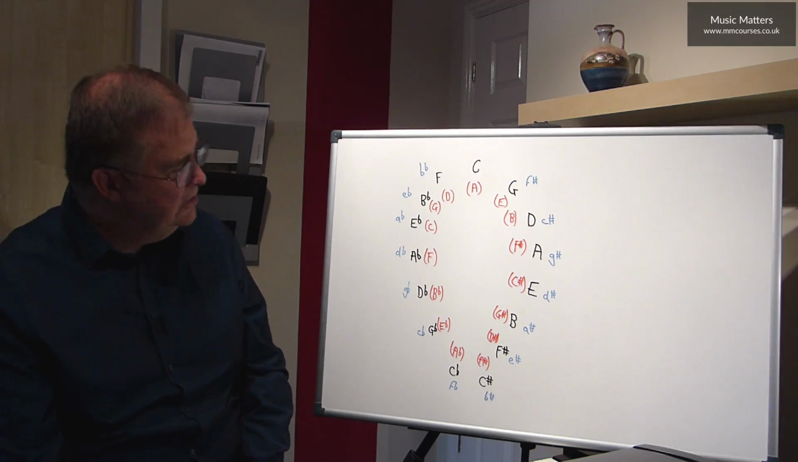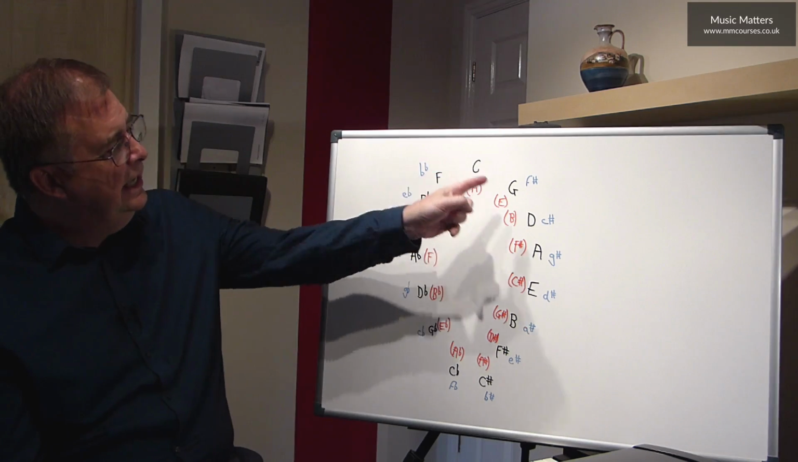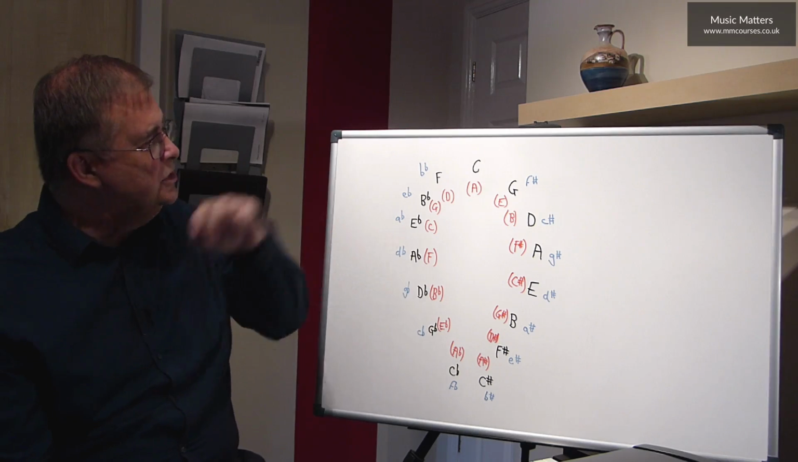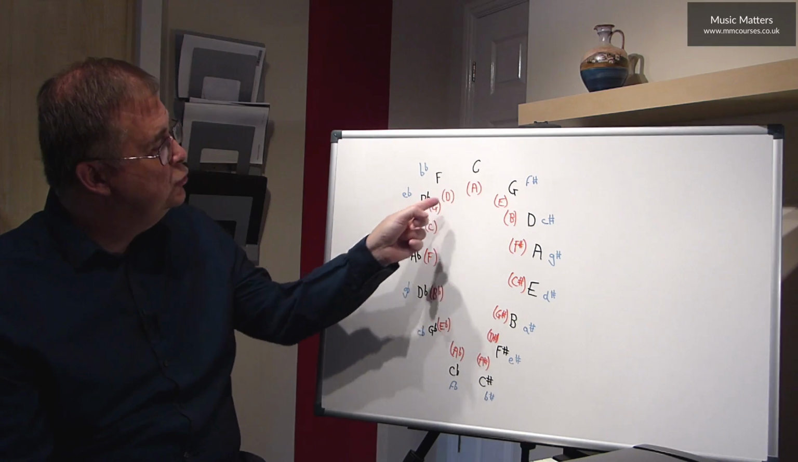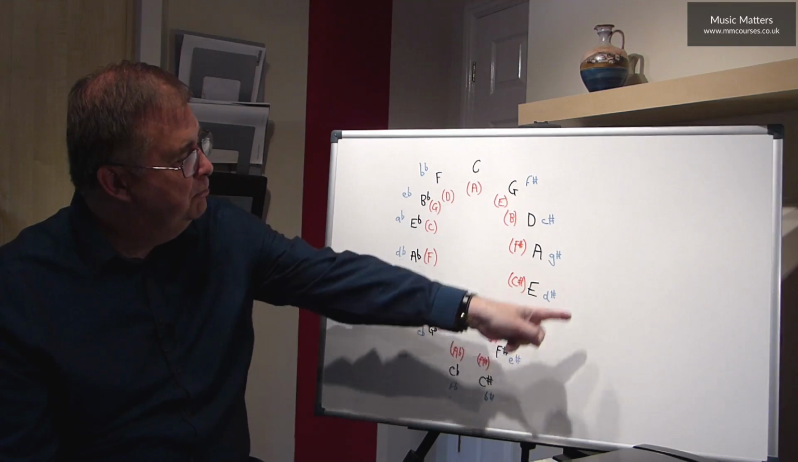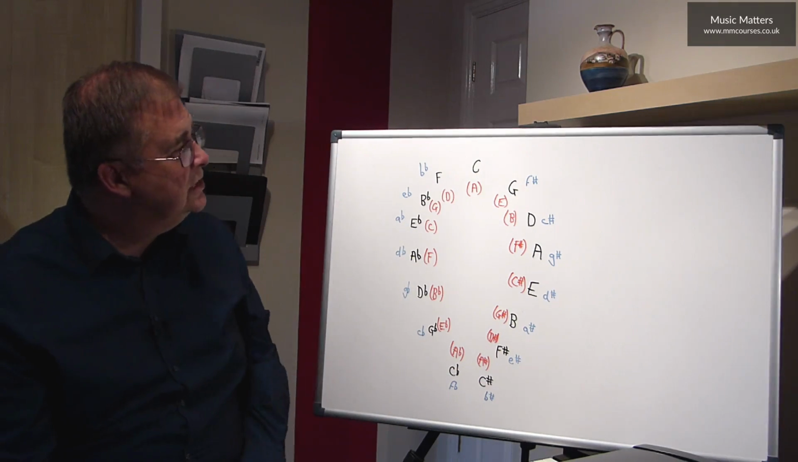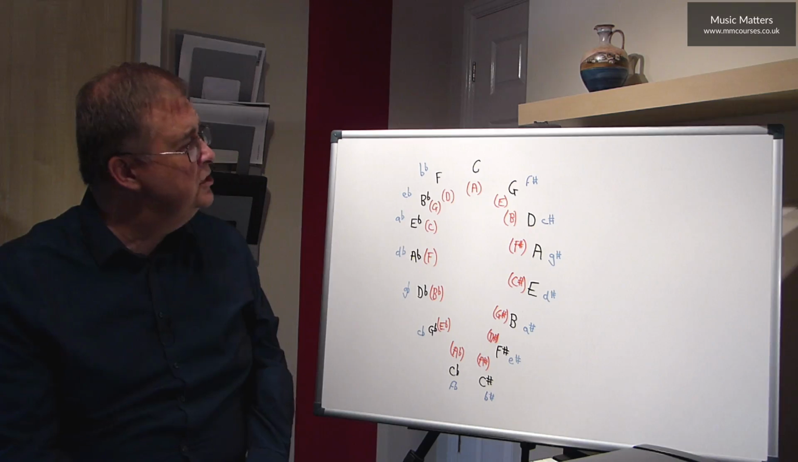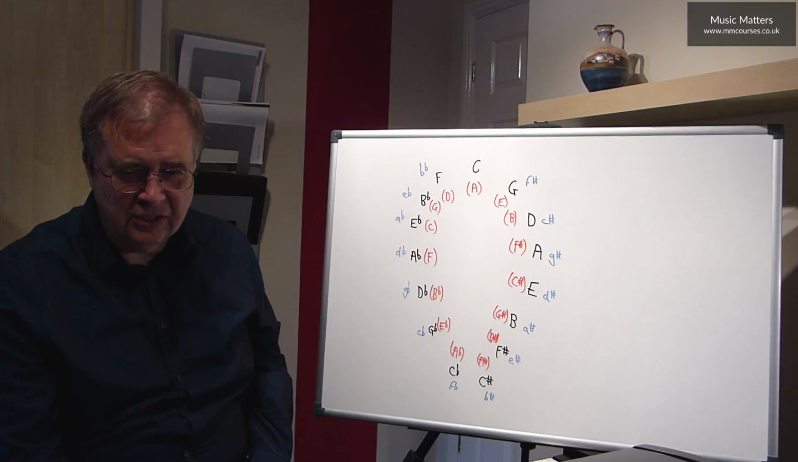So here we are. Here's a circle of fifths. The keys in black are the major keys, the keys in red in the brackets are the minor keys, and then the blue letters around the outside are telling us what we're doing in terms of key signatures.